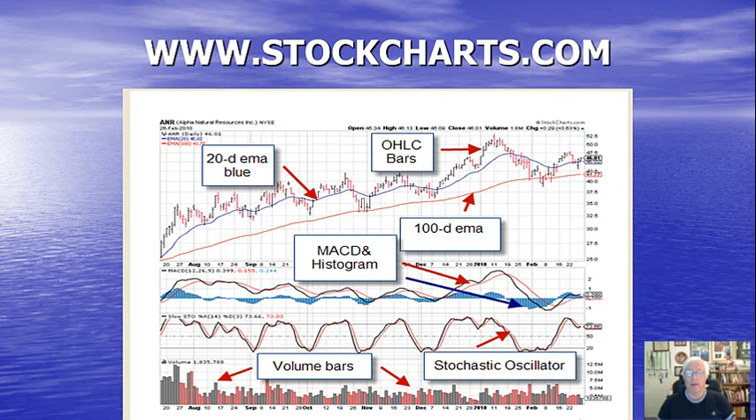And below that is the MACD histogram. Those are the blue bars. We'd like to see those above 0 and ascending. Below that, the thick black line is the stochastic oscillator. We also like to see that ascending. And finally, at the bottom are the volume bars that will either confirm or not confirm any changes in the indicators above.